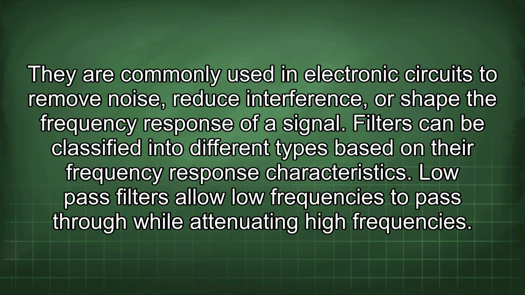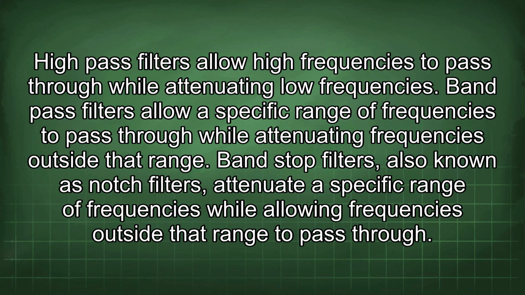Filters are designed to block or attenuate unwanted frequencies while allowing desired frequencies to pass through. They are commonly used in electronic circuits to remove noise, reduce interference, or shape the frequency response of a signal. Filters can be classified into different types based on their frequency response characteristics. Low-pass filters allow low frequencies to pass through while attenuating high frequencies. High-pass filters allow high frequencies to pass through while attenuating low frequencies. Band-pass filters allow a specific range of frequencies to pass through while attenuating frequencies outside that range.